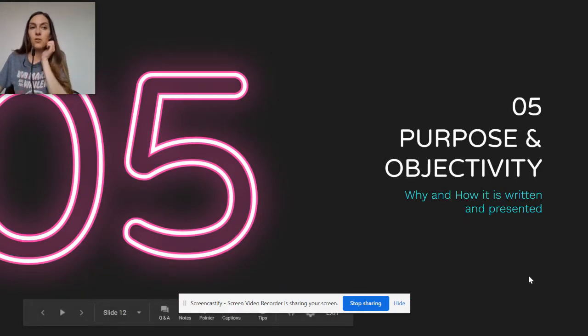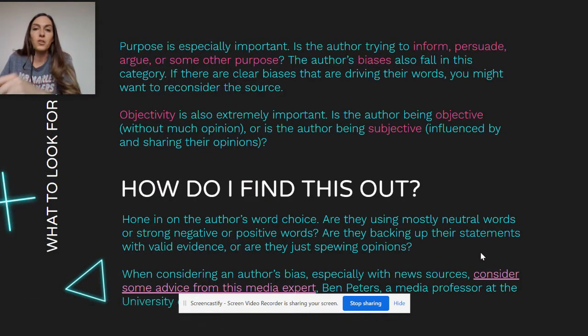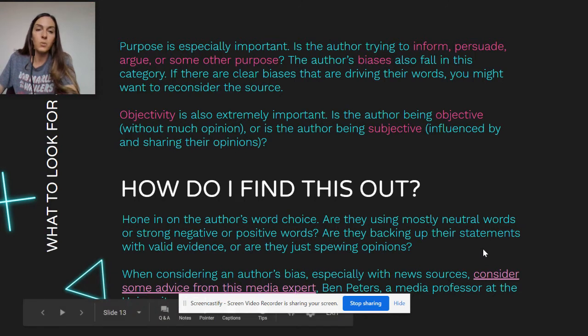Okay, the fifth thing that you're going to look at is the purpose and the objectivity of the author. You want to consider why the information has been written and how it is being presented. So, is the author trying to inform us of something? Are they wanting to persuade or argue or some other purpose? You want to consider the author's biases. They fall into this category as well. If there are clear biases that are driving their words, you're going to want to reconsider this source.